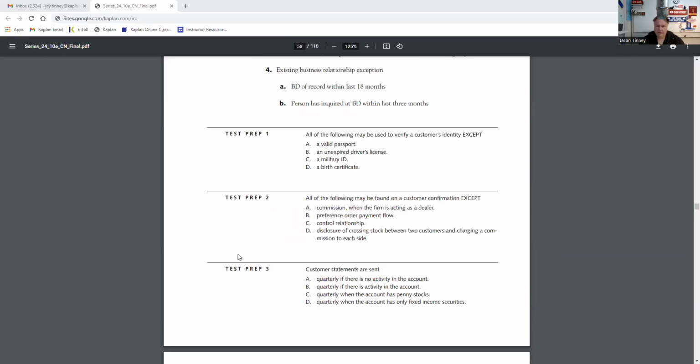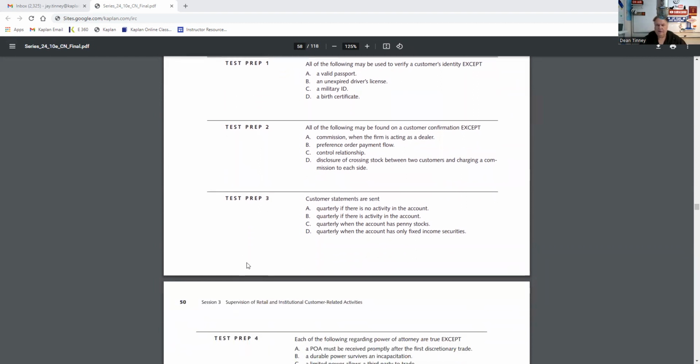Test prep 6: All the following may be used to verify a customer's identity, except. We need a picture ID. Under the Patriot Act, we need to know and verify you are who you claim to be, and we have to have processes to close that account if we're unable to identify you. And so here I might have used the Sesame Street trick: one of these things is not like the other. The reason the birth certificate doesn't work is because it is not a picture ID. We need a picture ID. So a birth certificate does not work under the Patriot Act customer identification procedures.